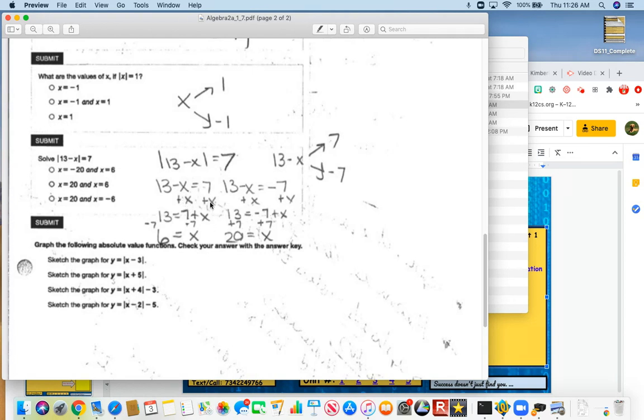First, you're going to bring x to the other side. So add x to both sides because we need to get x by itself. So on the left, you have 13 equals 7 plus x. Subtract 7 from both sides, so x could equal 6. Over here, once we get x to the other side, we can add 7 to both sides to get rid of it on the right, and x could equal 20.